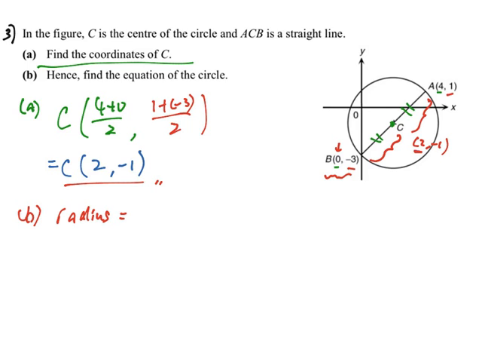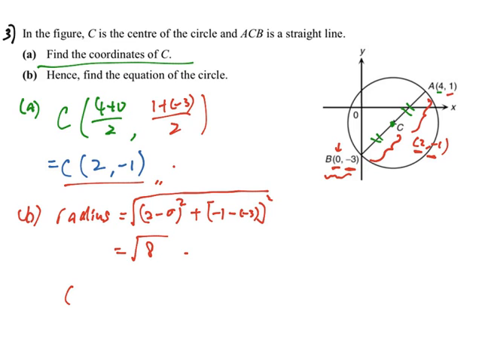Okay, so distance formula: 2 minus 0 squared, plus negative 1 minus negative 3 squared, and then take the square root. You can use a calculator. After calculating, we get square root of 8. We have the center, we have the radius.